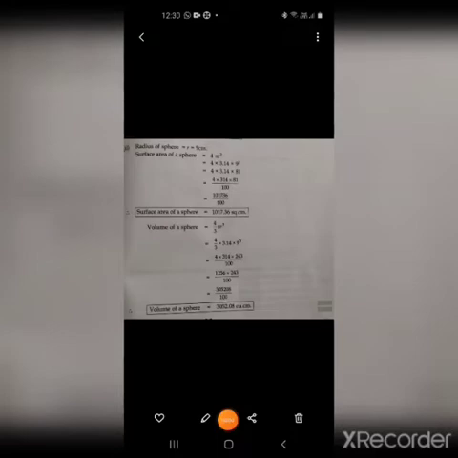The same for volume of a sphere, 4/3 pi r cube, 4 upon 3 into 3.14 into 9 cube, as radius is given 9. All other calculations, 4 upon 3 into 3.14 means 314 upon 100, 9 into 9 into 9 divided by 3. These calculations you can do as per your requirement, and the answer is 3052.08 cubic centimeter, as we have found out the volume.